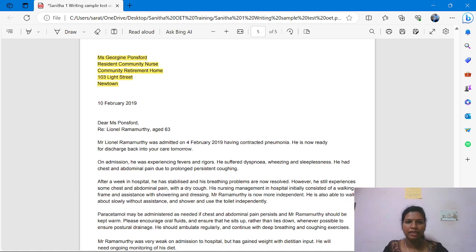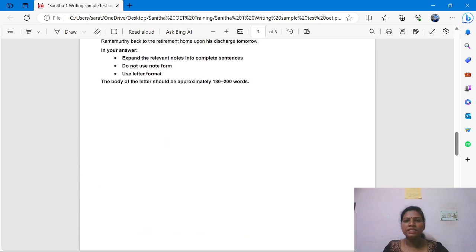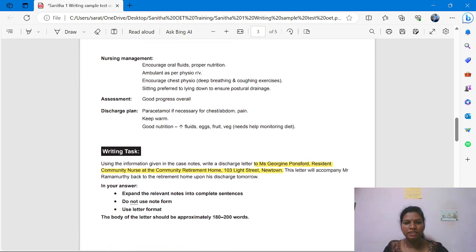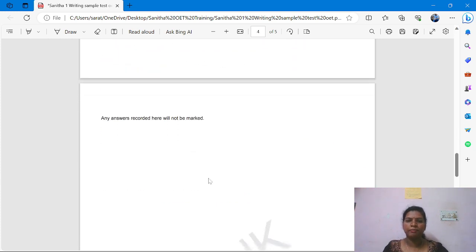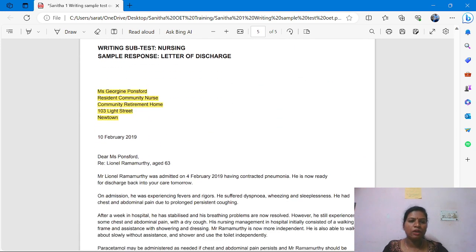You have to write the title, Miss or Mrs. The first letter of the name should be a capital letter, Georgina, and the first letter of the surname is also a capital letter. Then write the resident community nurse, the community retirement home, with capital letters. There is no need to put any comma or full stop here. Then leave a blank line there.